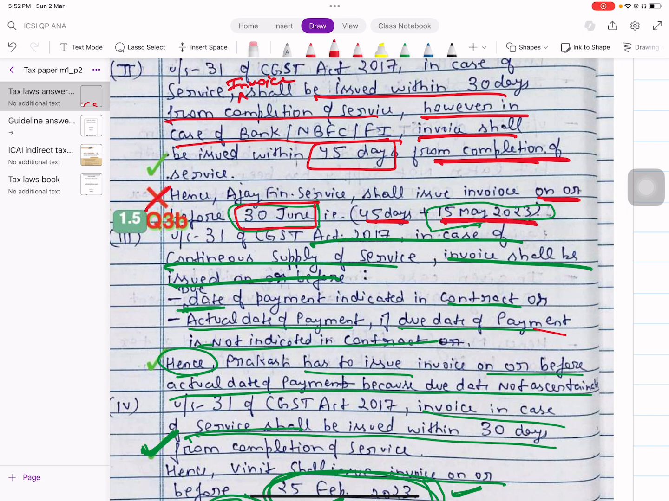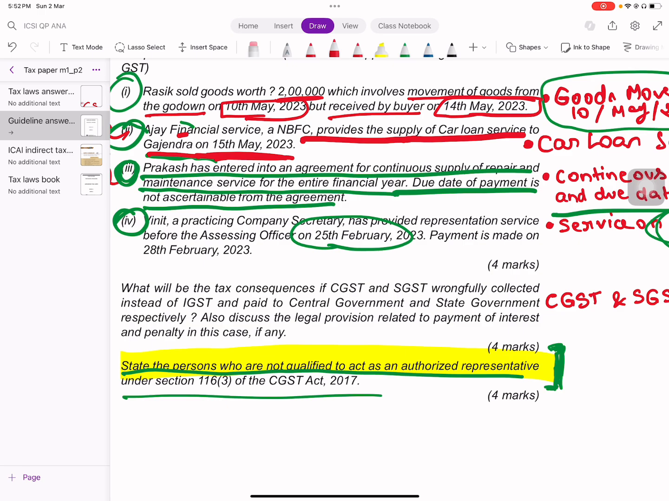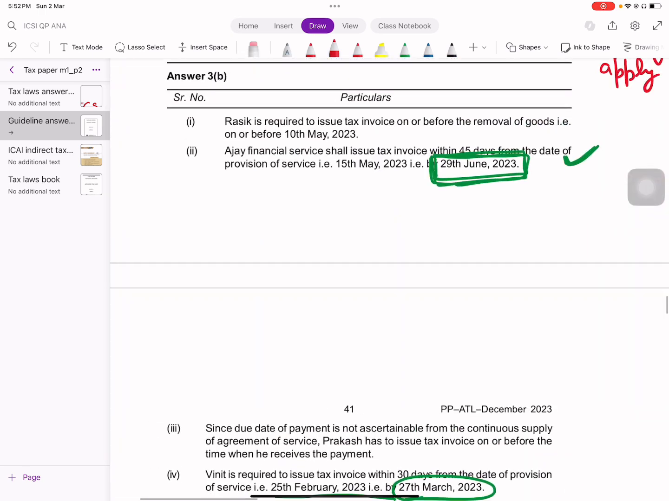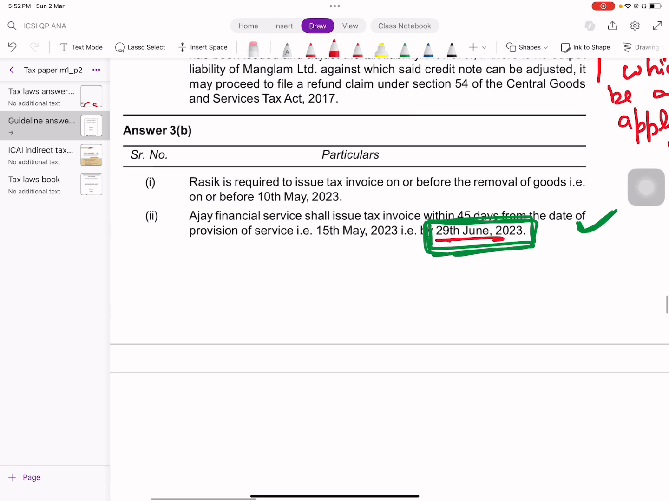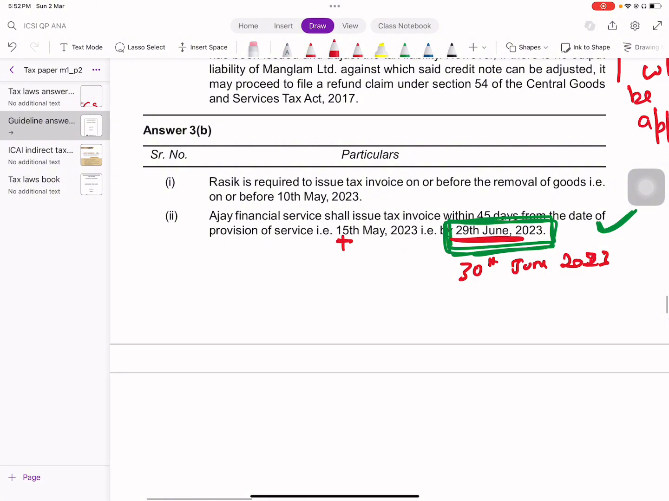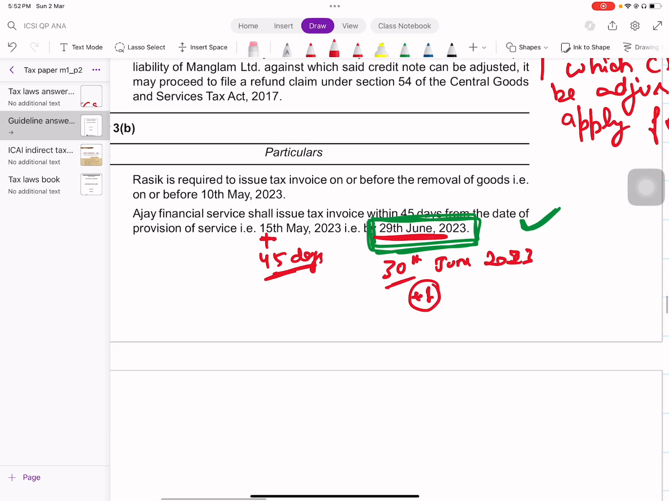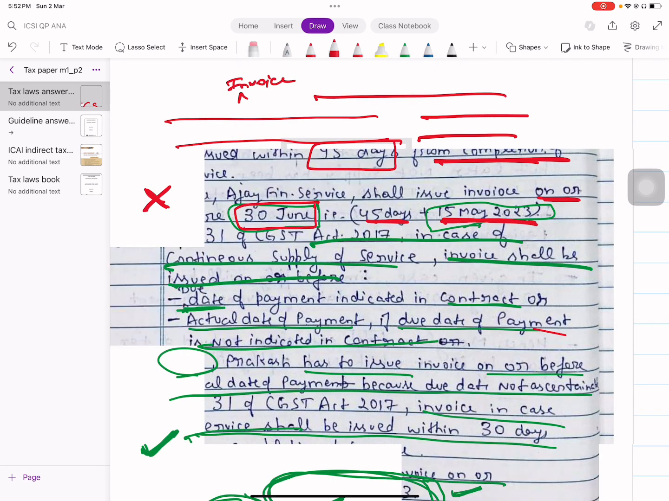Now, the examiner has marked it wrong. Why? Because if I show you the guideline answer, they have written 29th June. I have written 30th June. I mean same provision, same aspect, 15th May plus 45 days. Just the problem is I have added plus 1 day, and that is why the examiner has marked my answer wrong. Now let's move on to the next transaction.